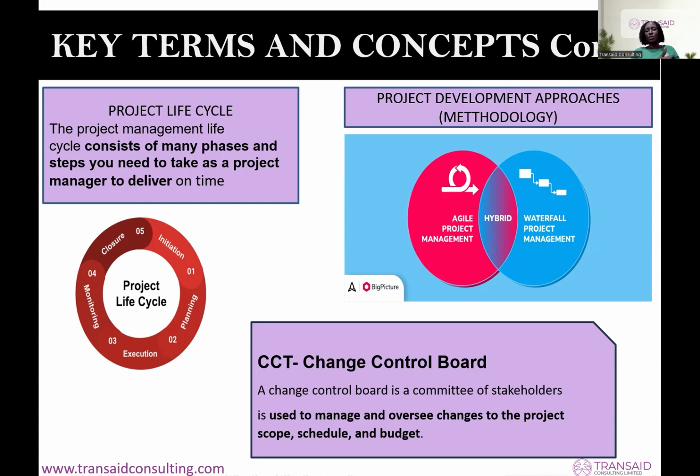A change control board is a committee of stakeholders. It is used to manage and oversee changes to the project scope, schedule, and timeline. So it's approved changes that we're talking about. You can't just be a project manager, and somebody will just tell you something, then you go and start implementing. Tomorrow, the person will tell you, no, I didn't say that. So this is put in place to help you, so that everything is documented. When somebody comes tomorrow and says, no, we didn't agree on this, you can pull it out.